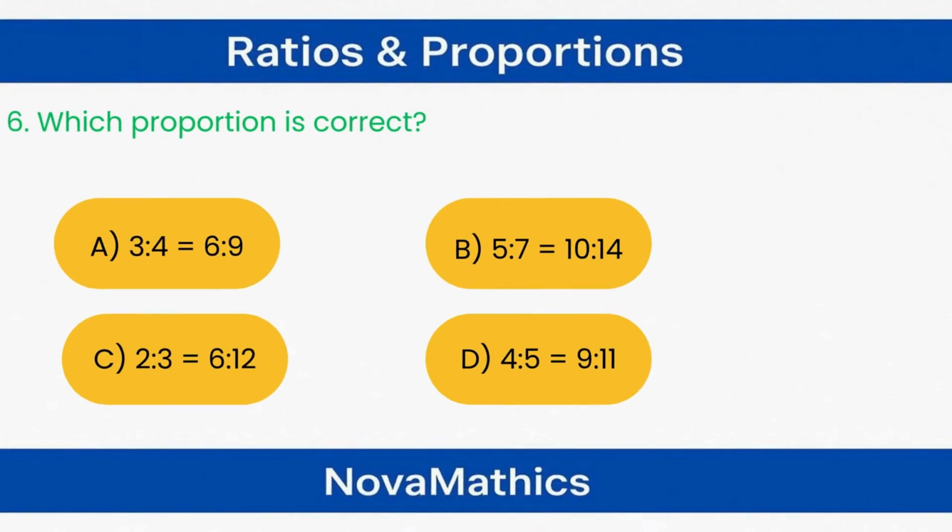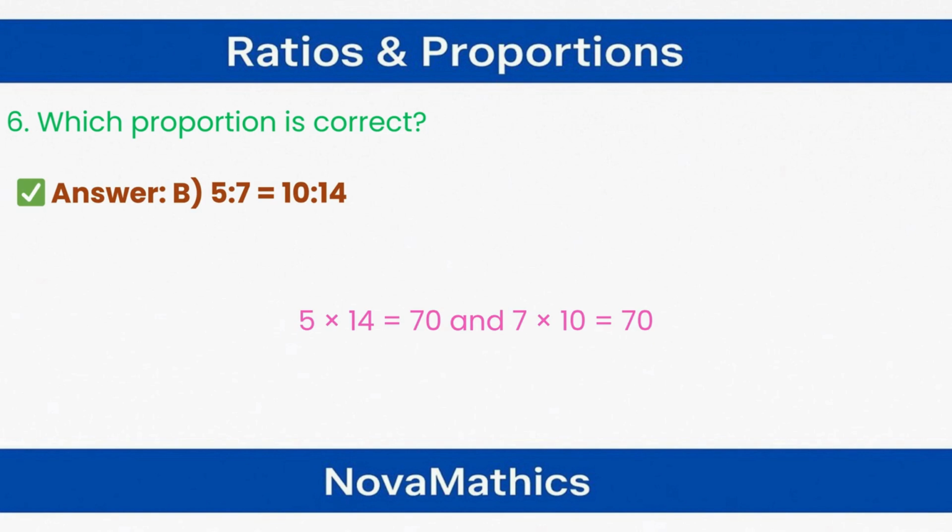6. Which proportion is correct? Correct answer is B. 5 times 14 and 7 times 10 both give 70. So the proportion is true.